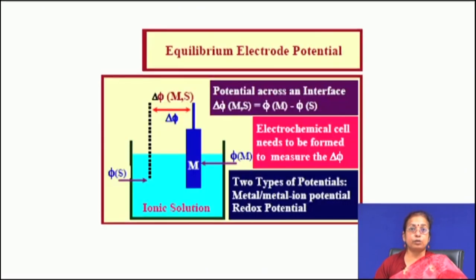Now, if you quickly go through the electro deposition process in real condition, you will find that in real condition Faraday's law is not followed. So, whenever you dip the electrode in an electrolyte containing the metal ions, you will find that there is a potential across the interface. An electrochemical cell needs to be formed to measure that delta phi. And two types of potentials are there: metal non-metal potential and redox potential.